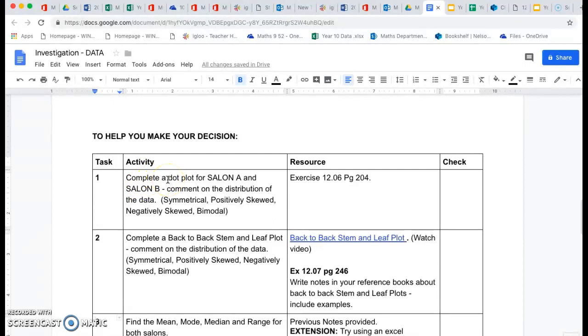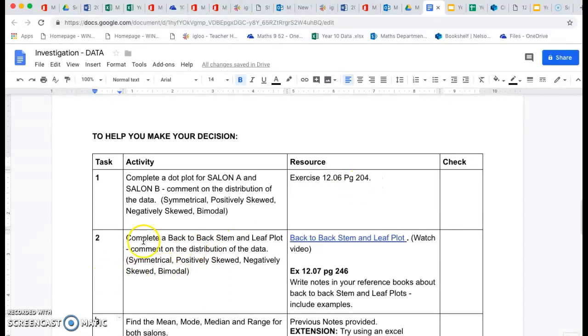These are the things you need to do to make your decision. Firstly, you need to complete a dot plot for Salon A and Salon B and comment on whether you notice the data is distributed symmetrically, is positively skewed, is negatively skewed, or is bimodal. We're going to use exercise 206, page 204, to help us.